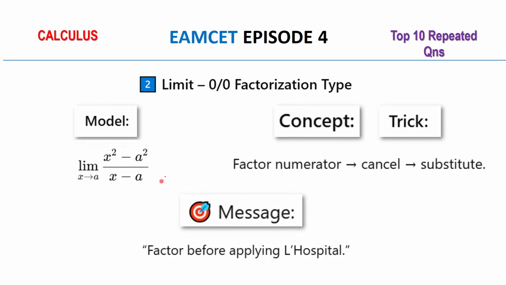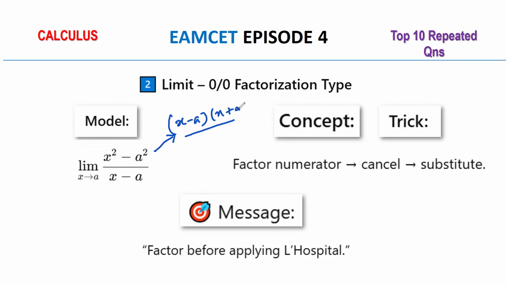Okay. Next. Second one, limit 0 by 0 factorization type. See, previously it is not a factorization type. Now there is something called 0 by 0. If you get a 0 by 0, what should you do? See, if you substitute x is equal to a in limit x tends to a, x square minus a square by x minus a, it will become 0 by 0. So generally what we can do here is first factorize this: x minus a into x plus a, right? This is the a plus b into a minus b formula.